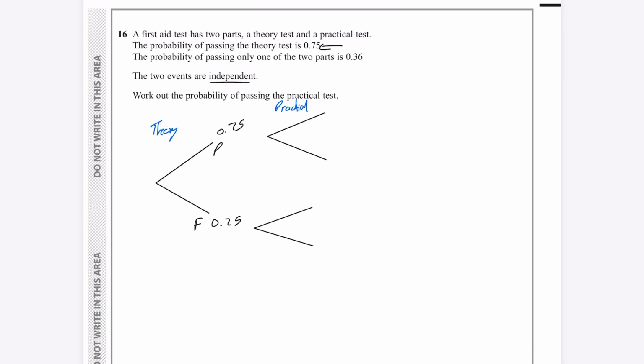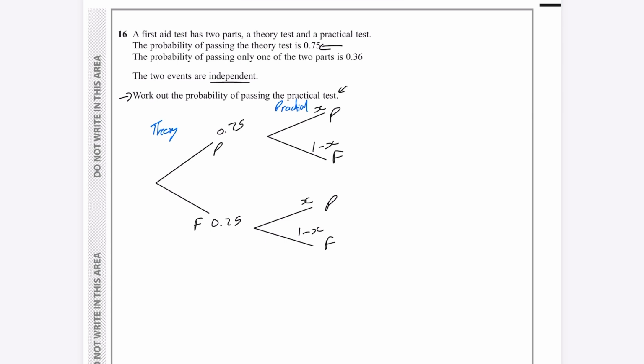So the probability of passing the practical is what they want us to work out. We don't know what it is, so we can say that pass is X, and fail is obviously going to be 1 minus X. So again, pass is X, fail is 1 minus X. The reason I'm using X is because that's what the question's asking us to find. Here, for theory, they gave us the values, so we wrote them in.